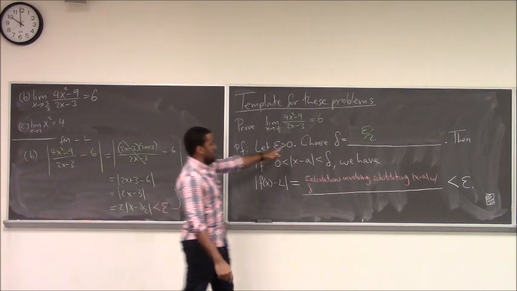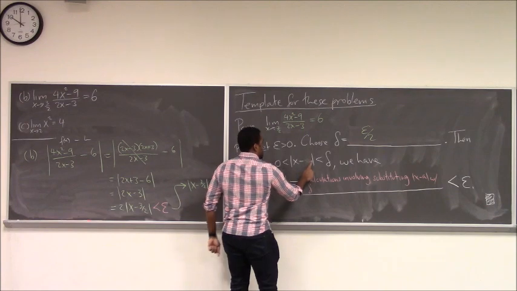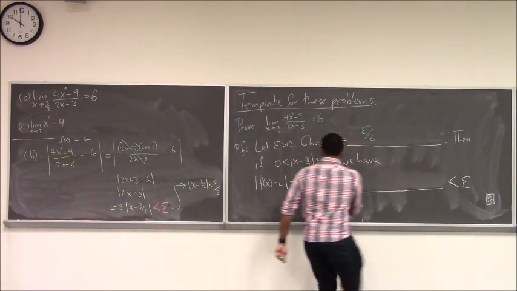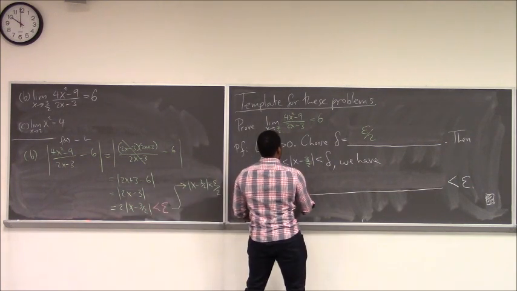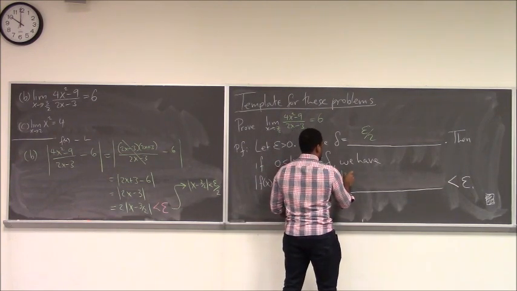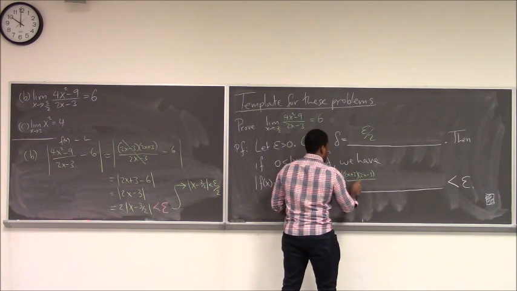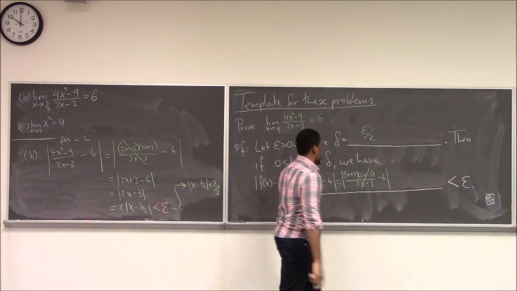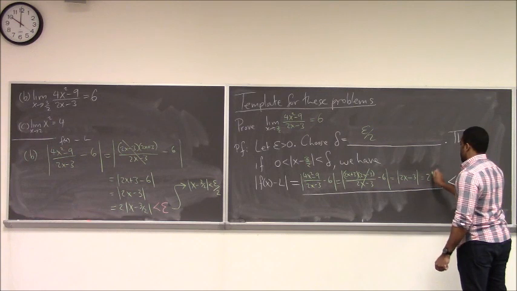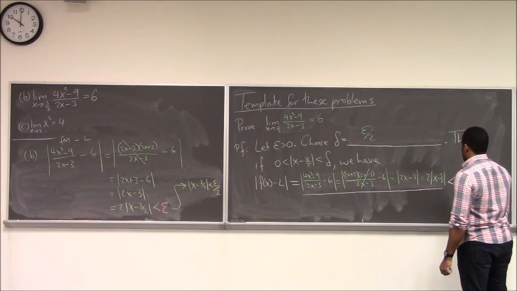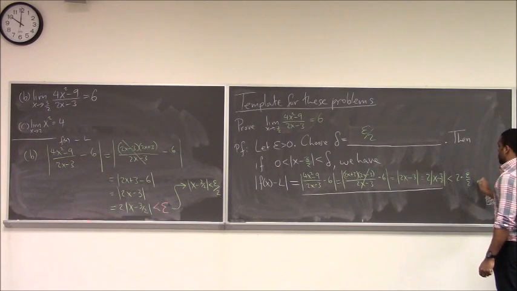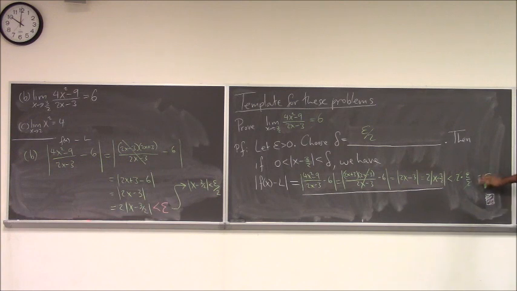So to prove this, let epsilon be greater than 0, choose your delta to be this. Then, if your x minus 3 over 2 is less than that delta, we would have this equals that, which is equal to that, which is equal to that, which is less than 2 times epsilon over 2, which ends up being equal to epsilon.